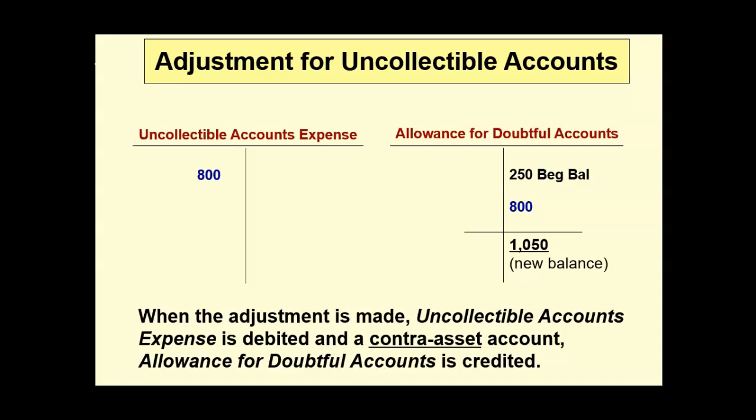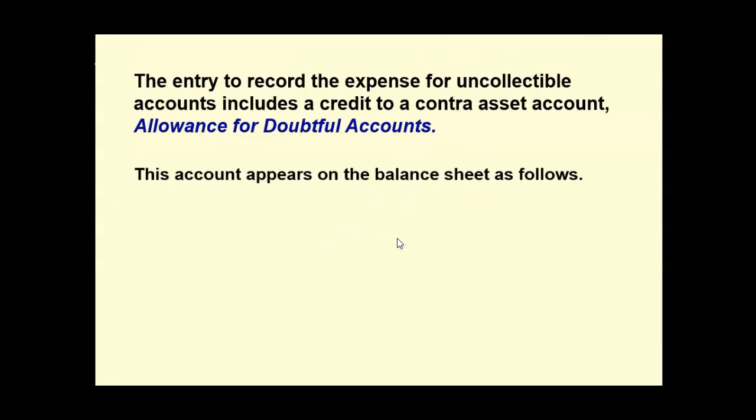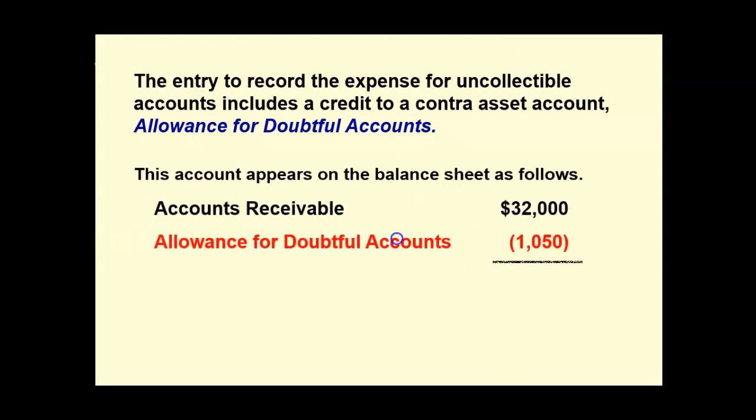So notice that this account has a beginning balance of $250 because this is a permanent account. Permanent account means that the balance from the previous accounting period is carried forward to the upcoming accounting period. So you would debit the expense account for the $800, credit the allowance account for the $800. Now again, this is a contra asset account that appears in the asset section of the balance sheet.